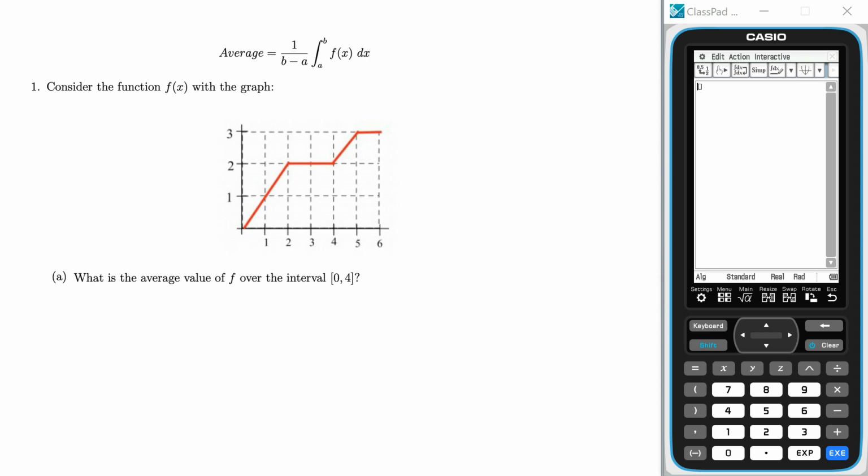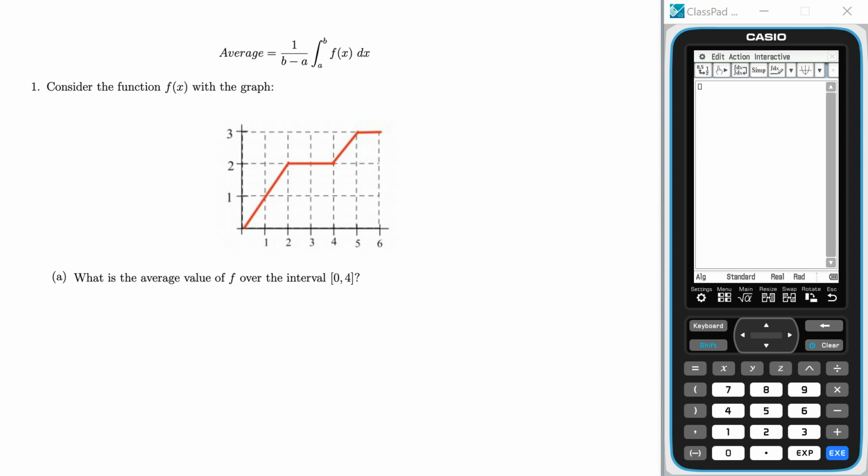Hey guys, in this video I'm going to show you how to calculate the average value of a function over a given interval that is not commonly taught in your textbook. You need to know this method because there's a good chance that you're going to get asked average value questions in exam 2, especially in the multiple choice questions, and you don't want to be caught off guard.